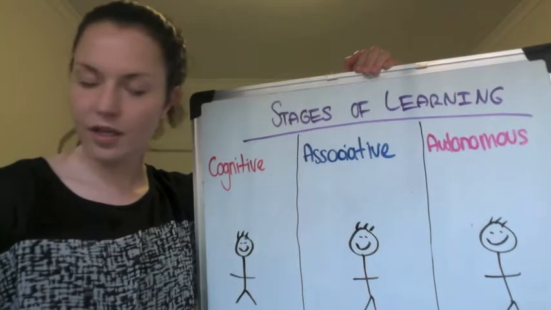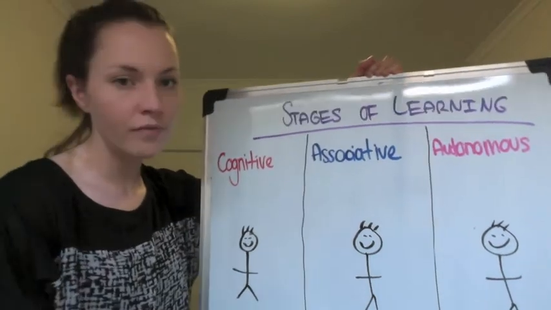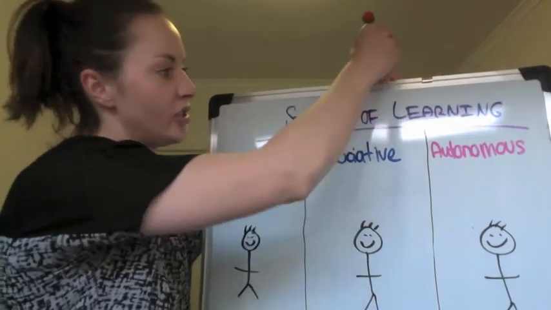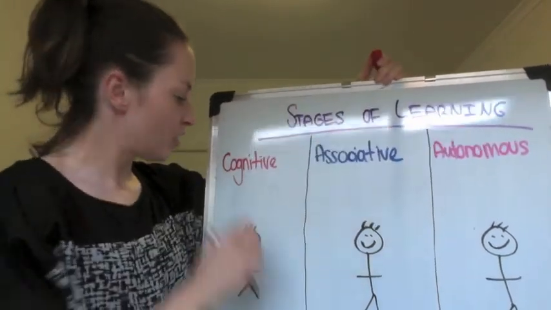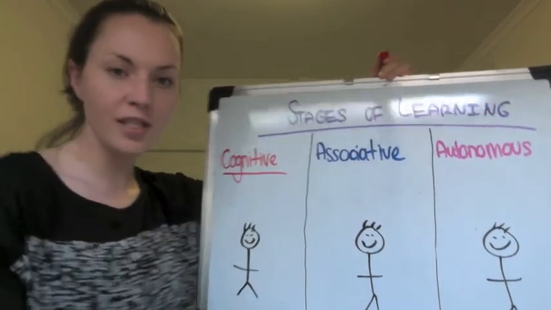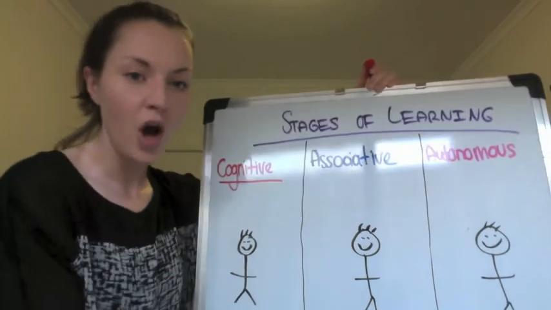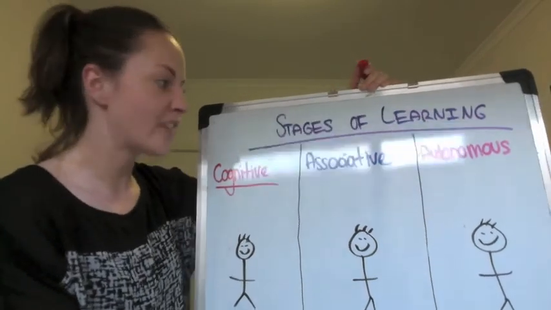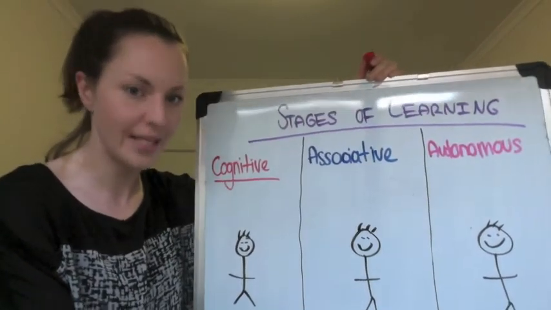So now we're going to look at Fitts' model of motor learning, or Fitts' stages of motor learning. So within our cognitive stage, we're very much at the beginning stage, so we're still really focusing and learning on the movement pattern and actually doing the movement pattern.